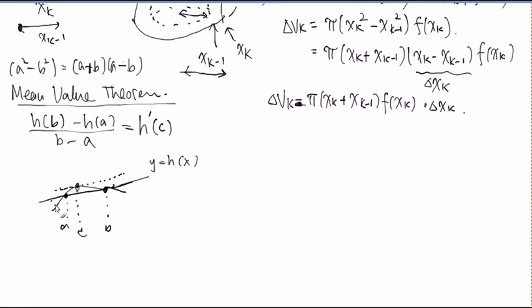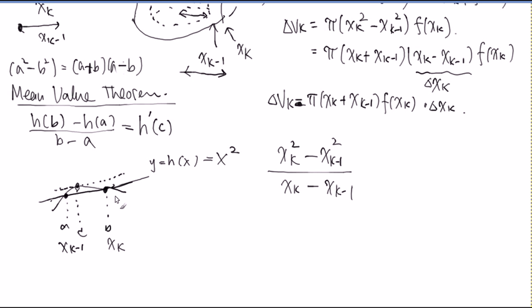So we're going to apply h(x) being x squared, because we have x_k squared minus x_{k-1} squared, right? That seems like the top part there. If you apply that with x_{k-1} and x_k in there, this is what you get. The top is h(x_k) minus h(x_{k-1}), that's x_k squared minus x_{k-1} squared, divided by x_k minus x_{k-1}. That's the direct application of the mean value theorem.